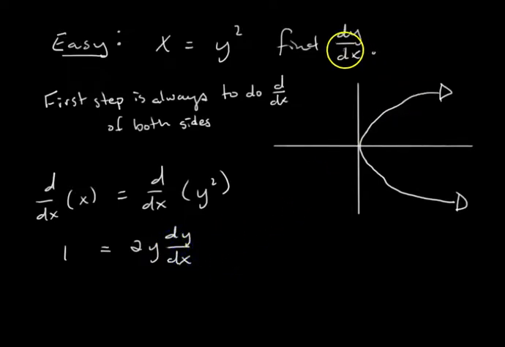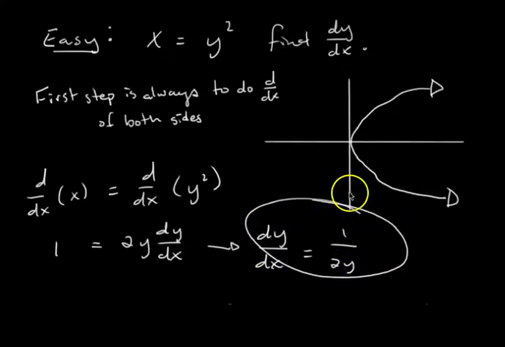And if we want to find dy dx, this is that second extra step you have to do in implicit differentiation: a little bit of algebra to isolate dy dx. But that's not bad in this example. You just move the 2y to the other side, and you get that dy dx is equal to 1 over 2y. And that's your answer, and you move on.